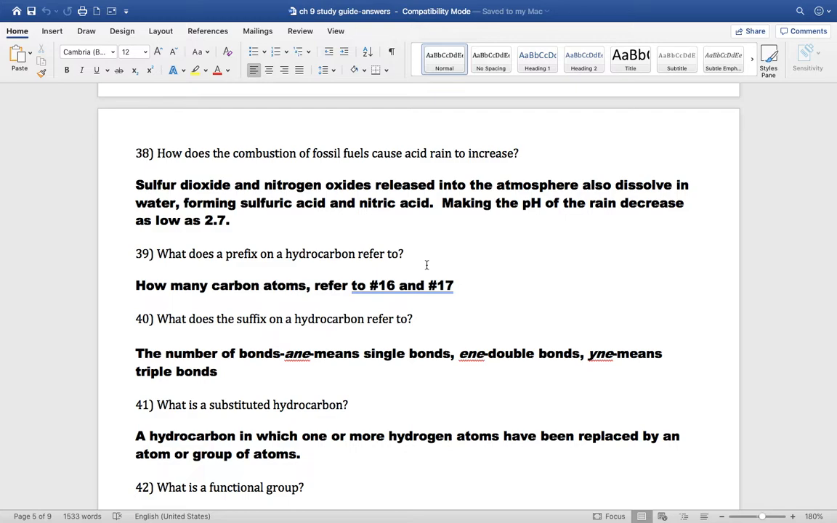It means how many carbons. Again, meth means one carbon. Eth means two carbons. Prop means three. But means four. The other ones are on, refer to page, I think it's like 276 or something. 40. What does the suffix on the hydrocarbon refer to? Again, ane means that it is a saturated hydrocarbon, so it has single bonds between the carbons. Ene means that it has at least one double bond between the carbons, and yne means that it has at least one triple bond between the carbons.